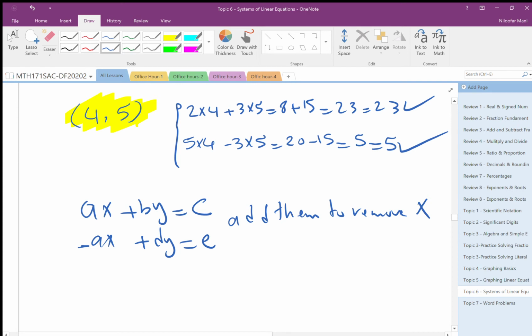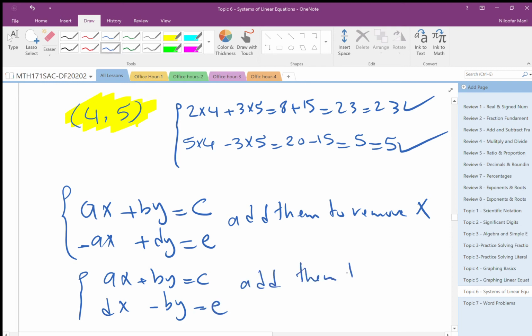Vice versa. If I have ax plus by equals c, and dx minus by equals e, I add them to remove y. See, here I have the same number, different sign beside y. So I just add them to remove that variable which has the same number, different sign beside it.